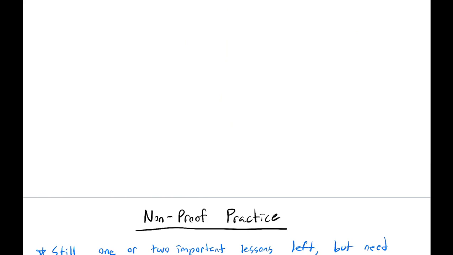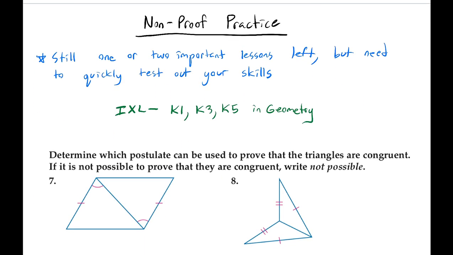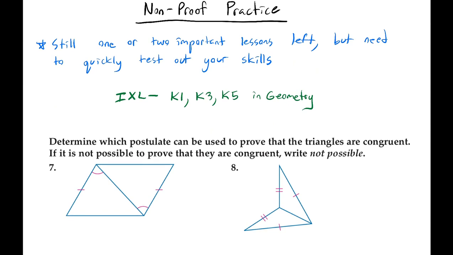Okay, all right. So now let's do a couple non-proof practice. There's still 1 or 2 big important lessons left, so don't cut out of the video yet. I would recommend going to IXL and practicing K1, K3, and K5. That's before proofs. That's just saying, can you identify congruent triangles and correctly use the postulates above?